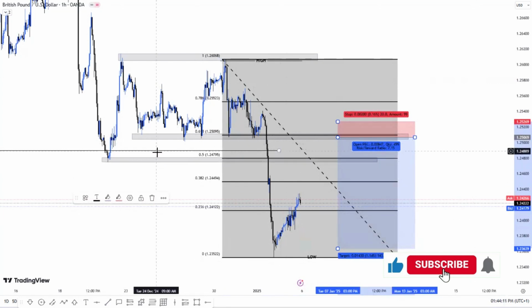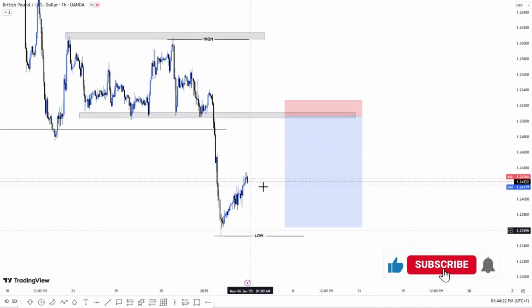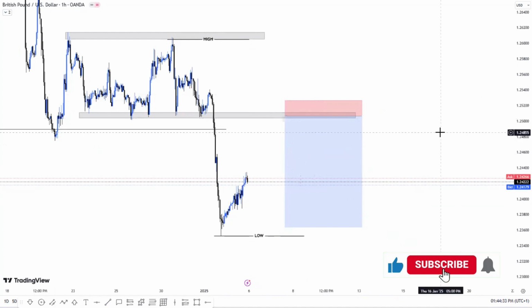So now, after I've determined my point of interest, I have to remove the rest. This one, not interested. So which means I'm going to be waiting for price to come here, give me my entry confirmation on a 15 minutes, then I will shoot my shot. Now that's it for USD. Now let's move to XAUSD.